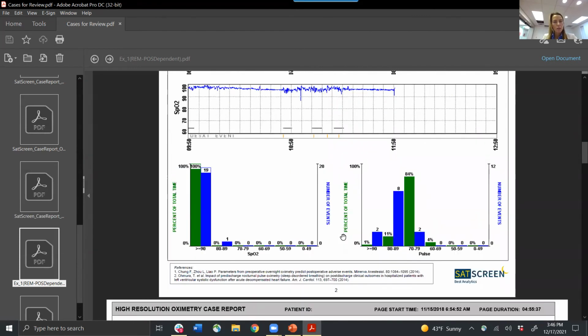And here in their percentage of total time, their SpO2 graph, they spent 100% of the time in that 90% range. They had one event that dipped down into the 80 to 89% range. On this right side here, we see the same data outputted for the pulse channel in terms of the time spent with their pulse within a certain range and the number of events or autonomic arousals that occurred in that range.